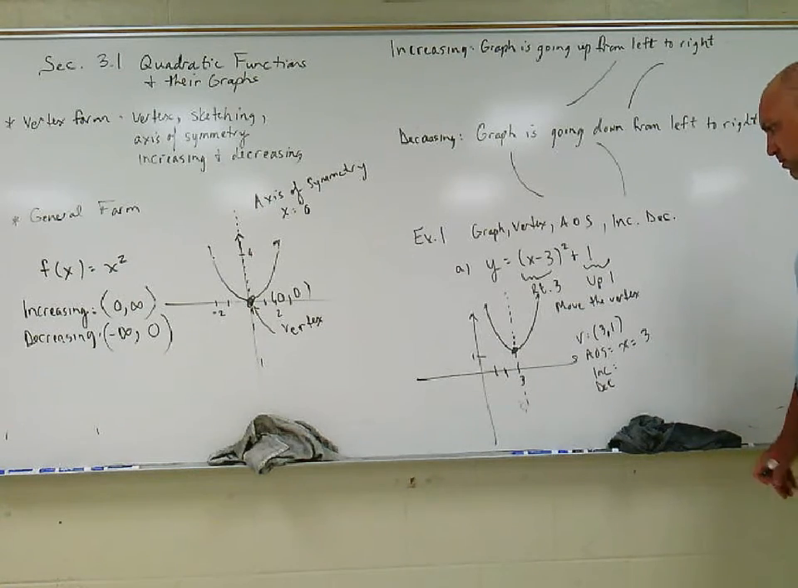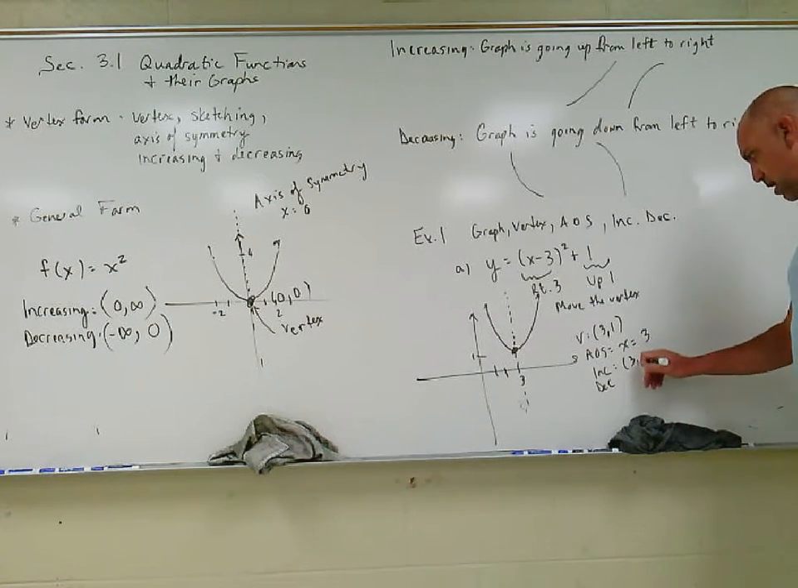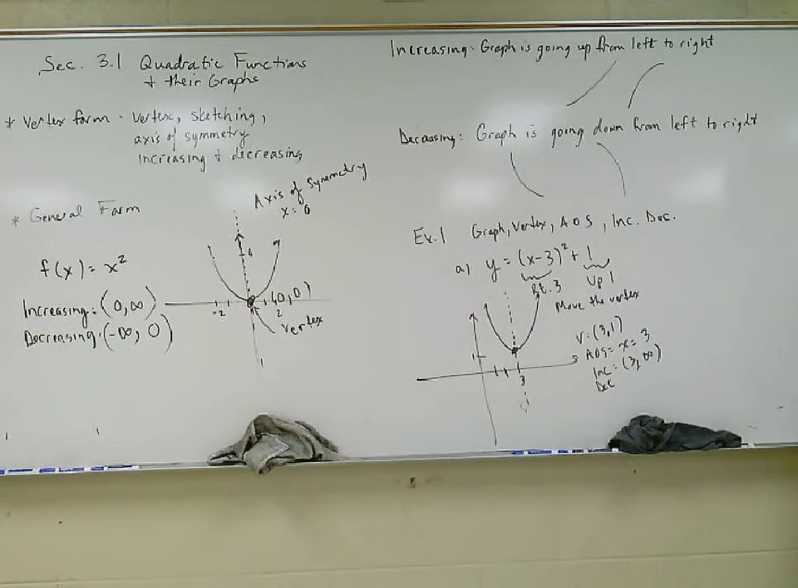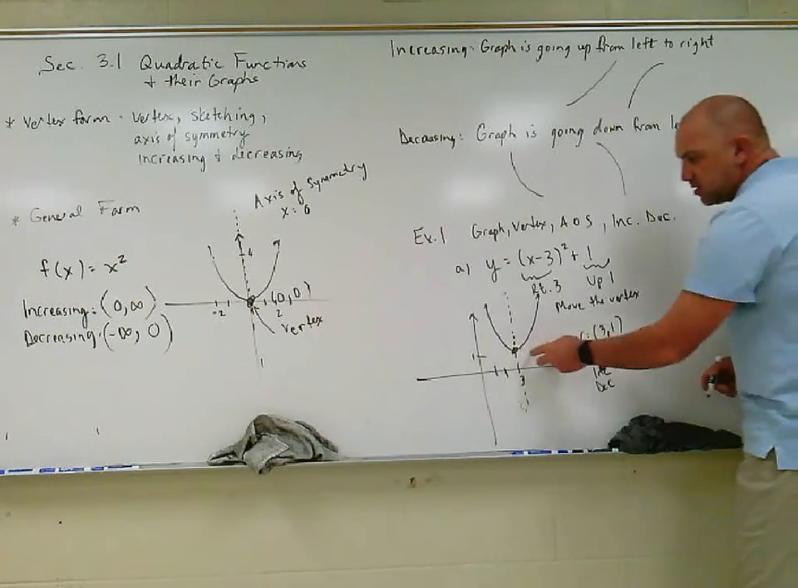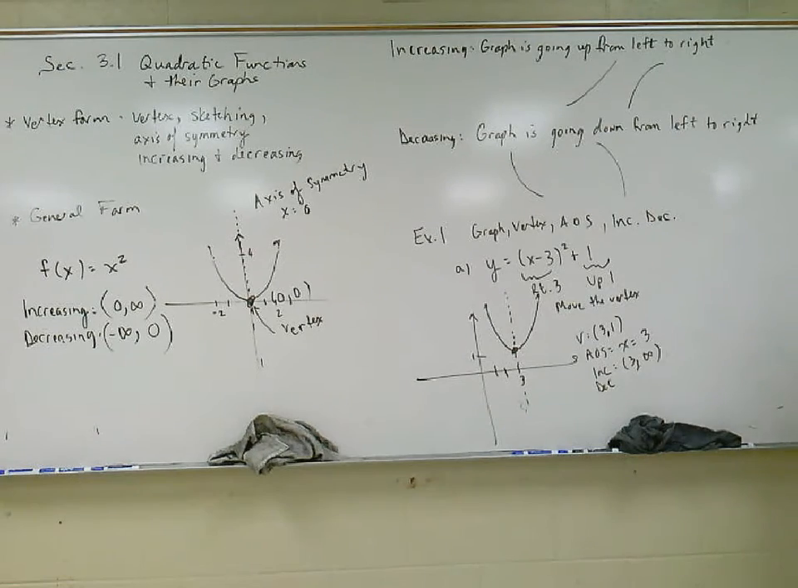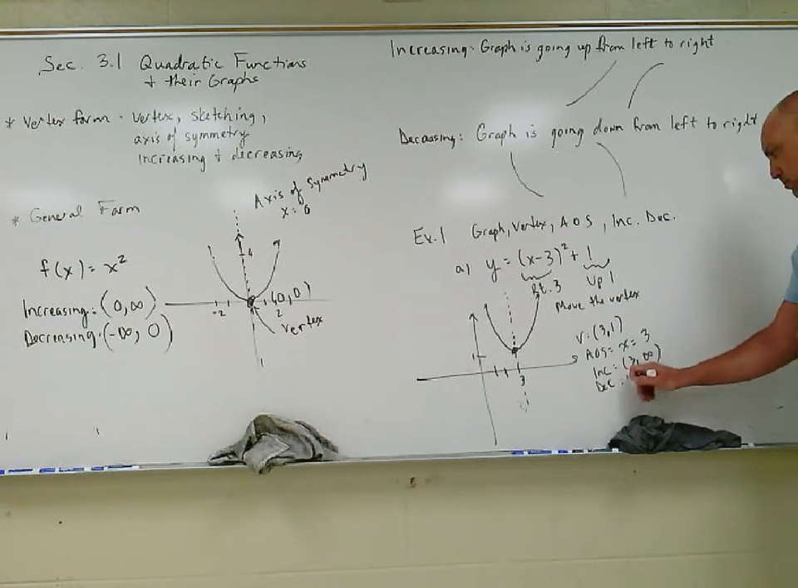Hank, what'd you get for increasing? 3 comma infinity. And I'm gonna put parentheses on both of them because it never reaches infinity, and this is a changeover, where it changes from one to the other. All right, what about decreasing? Negative infinity to 3. Okay, very good.